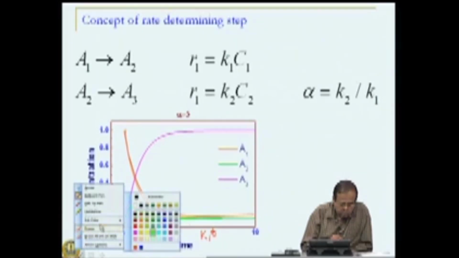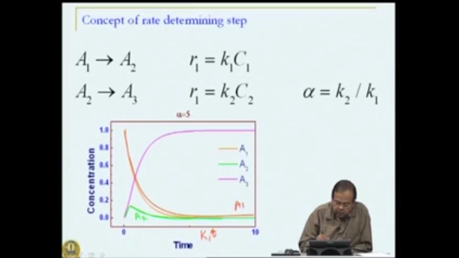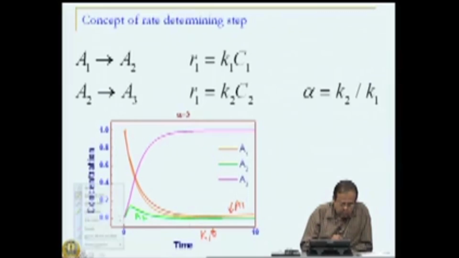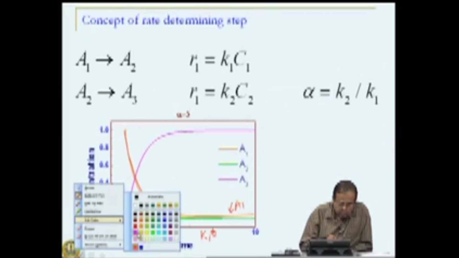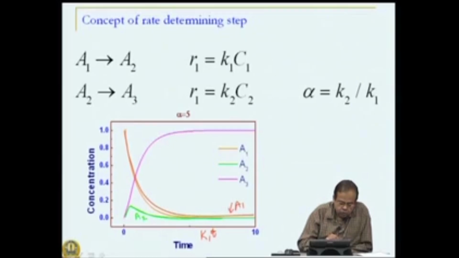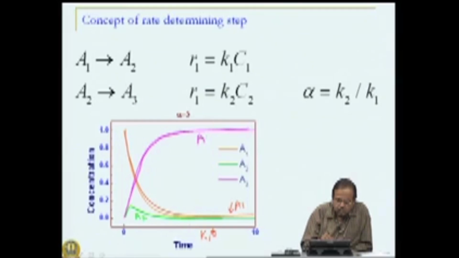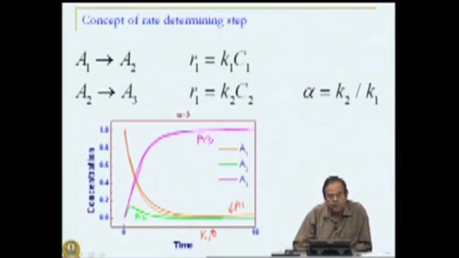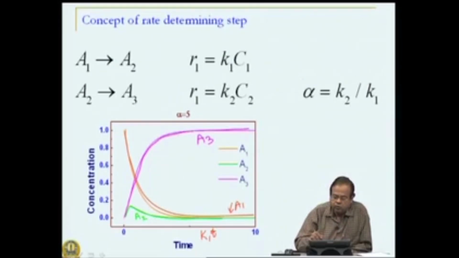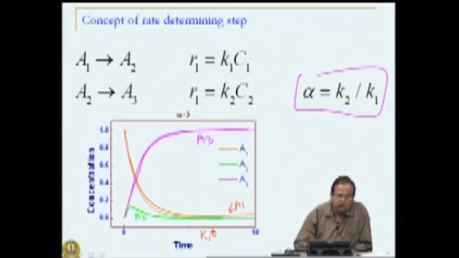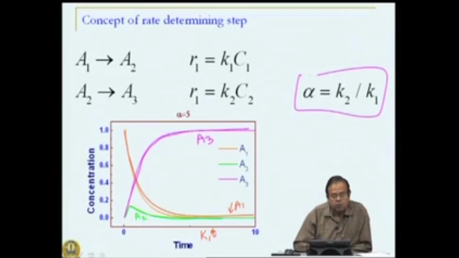But let us look at what happens. So, let me go back over here. This is my A1, this red line over here. I have A2, and let me go back and look at what happens to A3. A3 is of course qualitatively the same behavior, it is increasing. So, whether alpha is 0.1 or alpha is 5, that is, this ratio of k2 by k1 is 0.1 or 5, the qualitative behavior is the same, but quantitatively there is a difference.